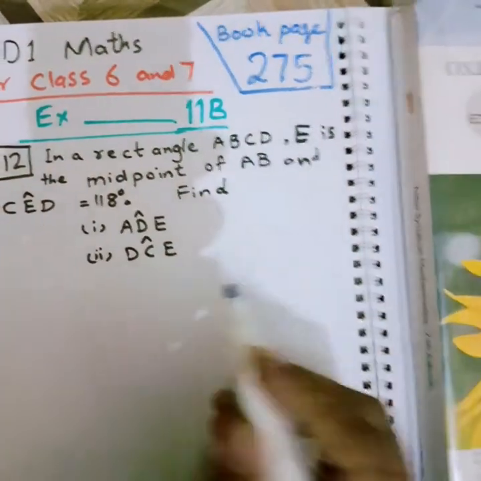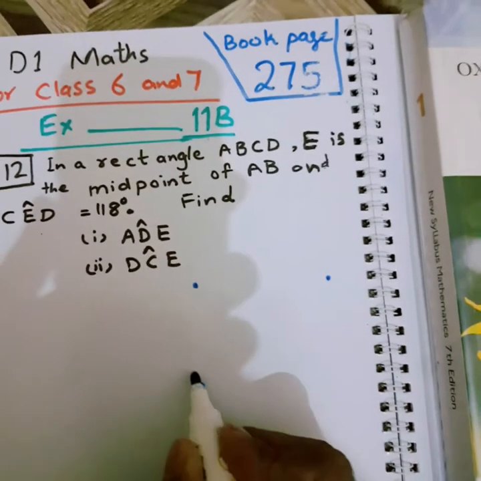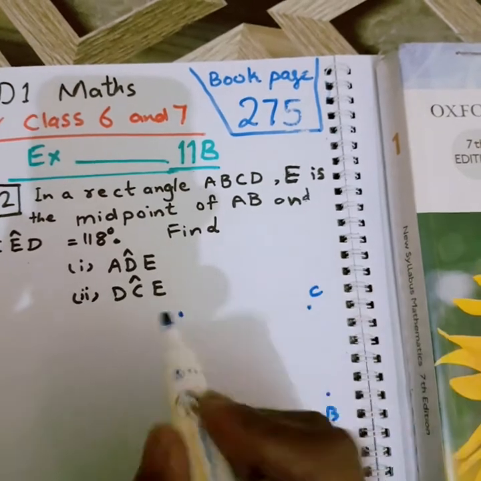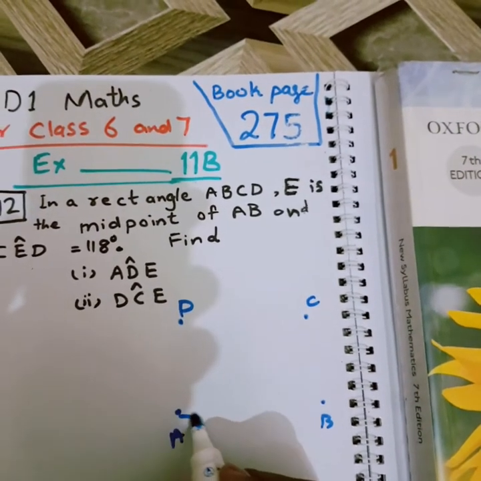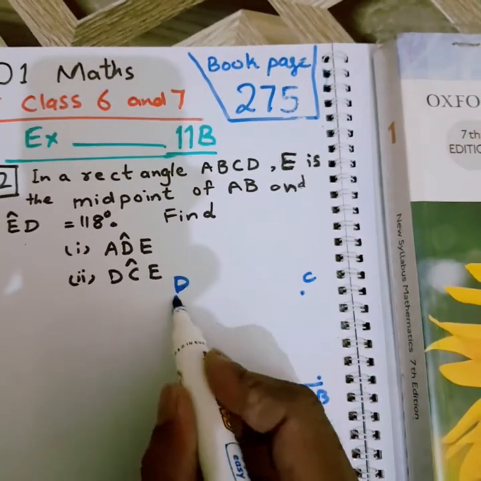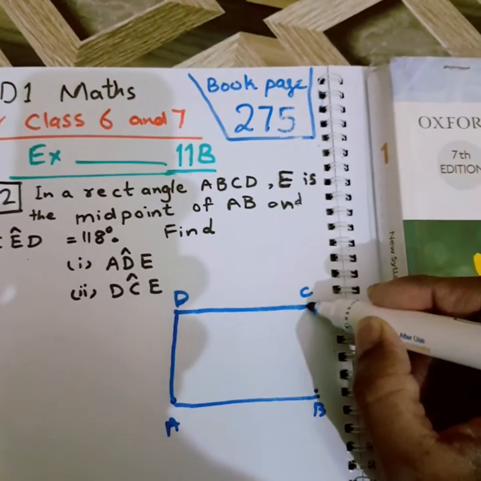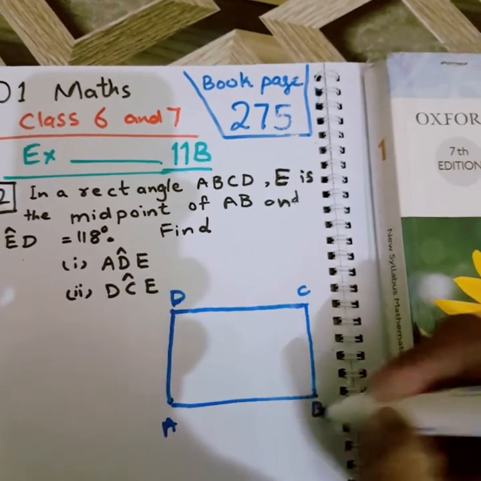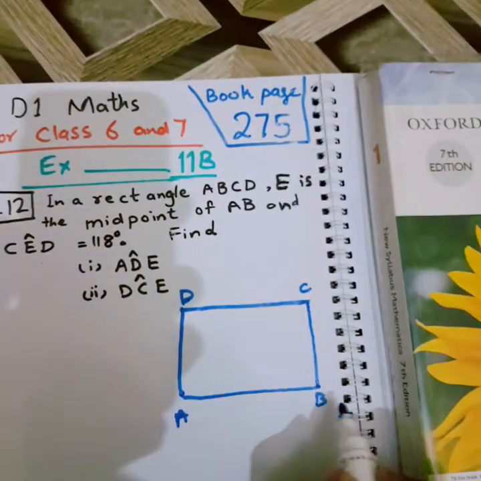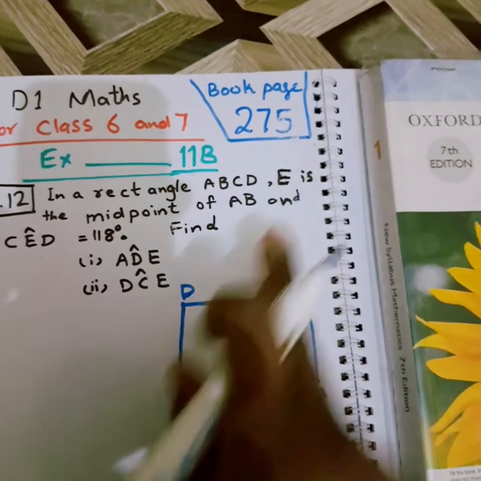In a rectangle ABCD, suppose I am going to draw a rectangle. This is A, this is B, this is C, and this is D. It should look like a rectangle, not like a square. Okay, now what do they say? E is the midpoint of AB. This is AB, so E must be here. This is the midpoint of AB.